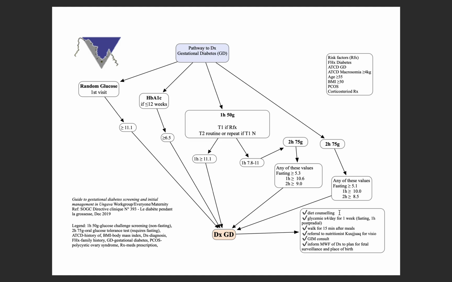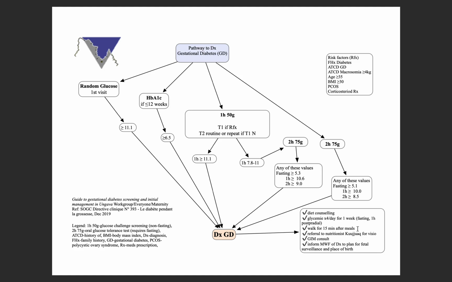So what she's going to start doing is testing her blood sugar 4 times a day for 1 week. And so she does a fasting in the morning, then she'll eat her breakfast, and then 1 hour after her breakfast, 1 hour after her lunch, and 1 hour after her dinner. And in that week, we're going to get a handle on how she's managing her blood sugars with diet alone.